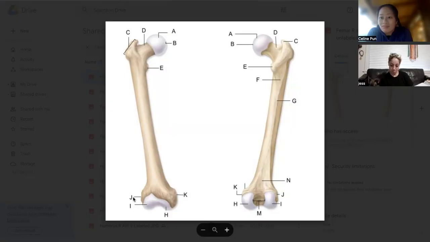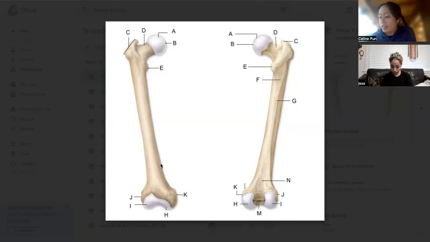Oh, dang it. I don't know. Just the lateral condyle. Here, a lateral. Okay. Yeah.